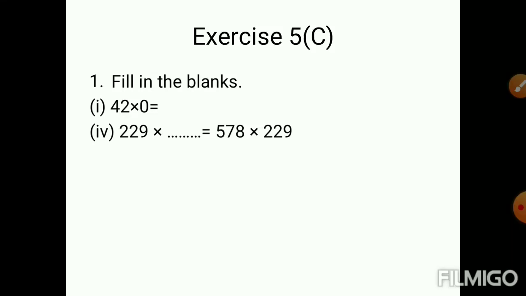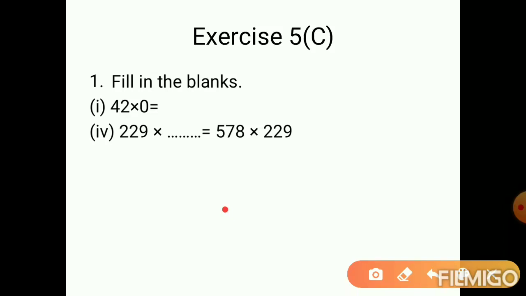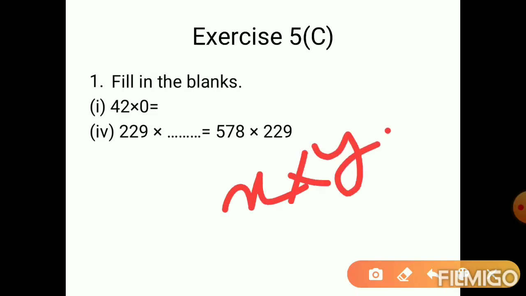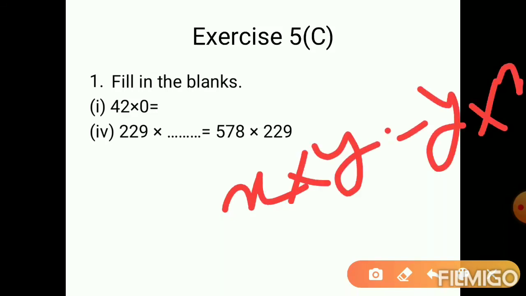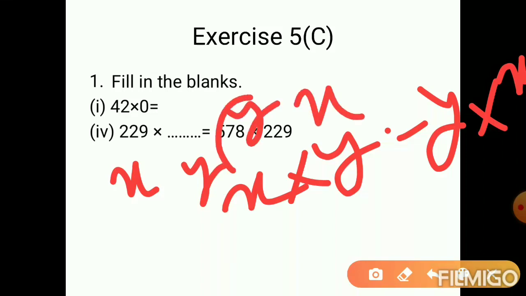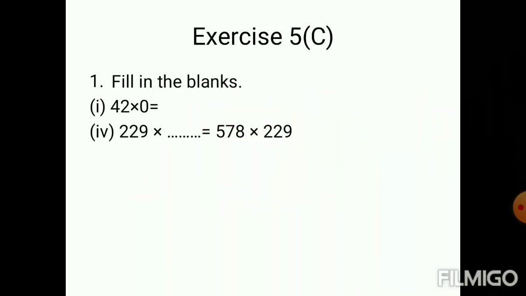My second question is 229 multiplied by blank equals 578 into 229. So it is the same as x into y equals y into x. If I take this as x and this as y, we will write 578 here, and the property name is commutative property.